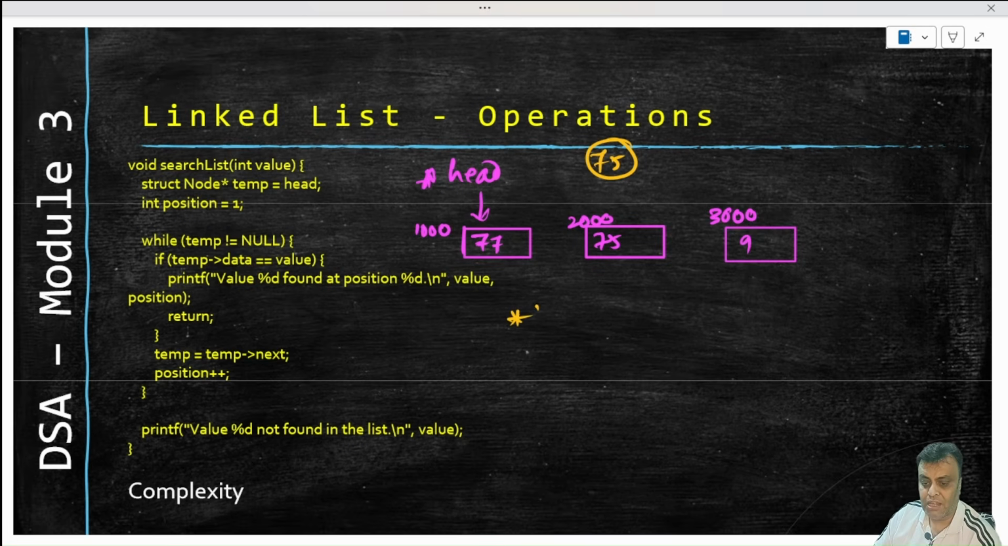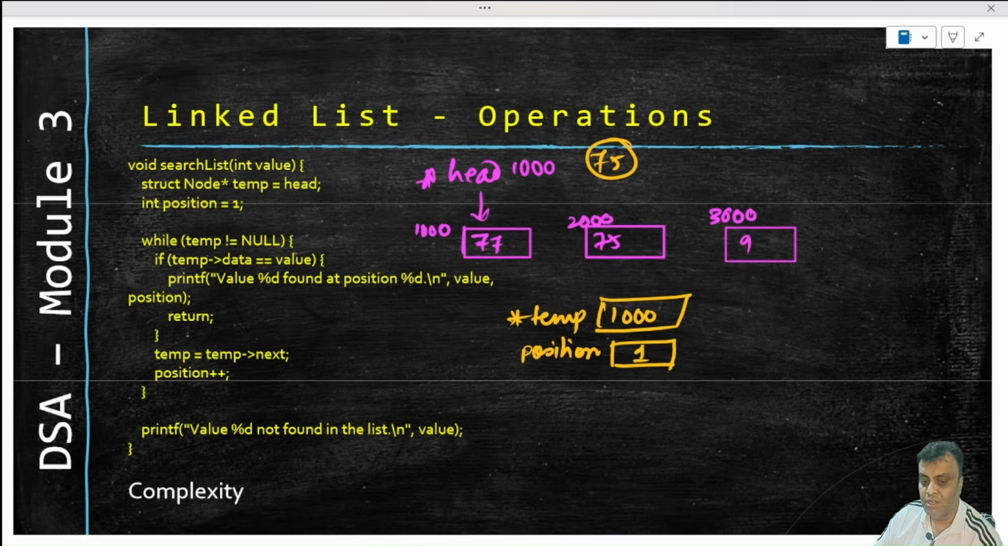So I'll again take our friend, the temp pointer, and make it point to head. Head is pointing to 1000, so temp will also point to 1000. We'll take a position variable and put it at 1, assuming we will find it at position 1. The next part of the loop is taking temp's help and looping through till we find 75. If we actually find 75, we will say that we have found it at that position, and return.